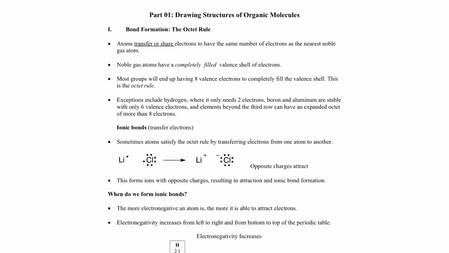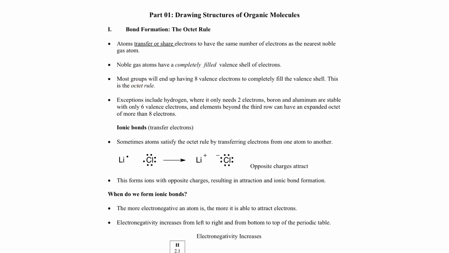Let's first discuss the octet rule. Atoms are going to transfer or share electrons in order to have the same number of electrons as the closest noble gas atom. And that's because these noble gas atoms are so insanely stable because they have a completely filled valence shell of electrons. Most of the time, this completely filled valence shell refers to having 8 valence electrons. That's why this is known as the octet rule, because oct usually stands for 8. And we do have exceptions.